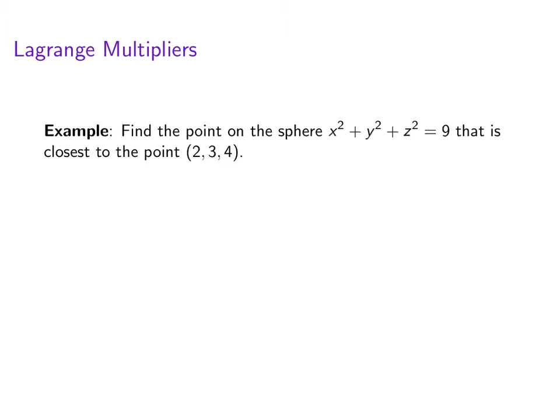Hello, calculus fans. Let's find the point on the sphere x squared plus y squared plus z squared equals 9 that's closest to the point (2, 3, 4). So you've got the sphere out in space, there's a point somewhere, and you are at the point and you want to get to the sphere as quickly as possible.